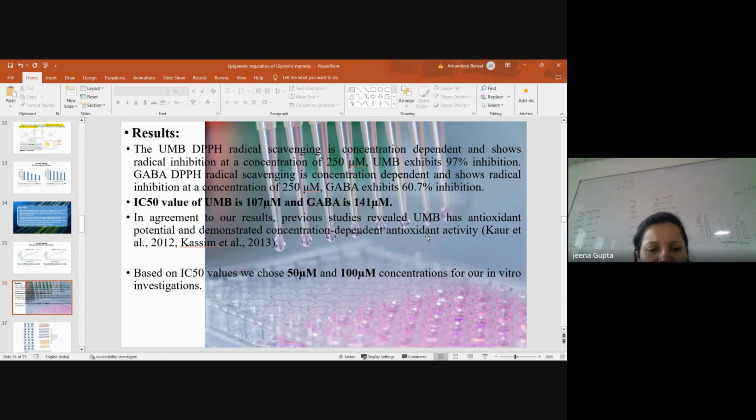So based on these studies, cell cytotoxicity studies and DPPH scavenging activities, we chose our concentrations for these two compounds for further studies. So we chose 50 micromolar and 100 micromolar. These are the concentrations at which we observe less cytotoxicity and more scavenging effect for further studies.